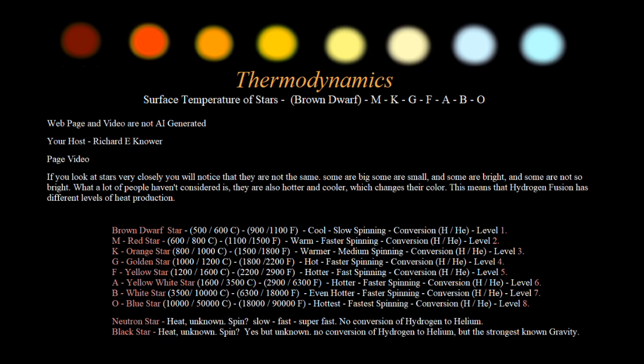Neutron star, heat, unknown. Spin, slow, fast, super fast. No conversion of hydrogen to helium. Black star, heat, unknown. Spin, yes but unknown. No conversion of hydrogen to helium, but the strongest known gravity.